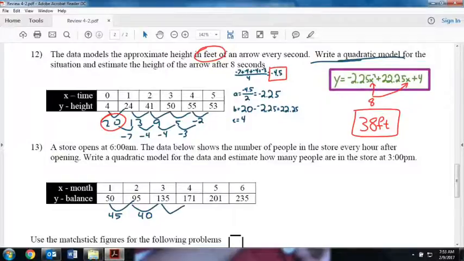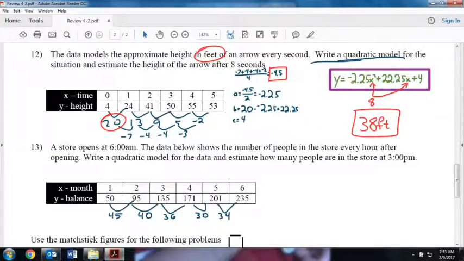171 minus 135, I don't feel like doing that in my head. Minus 135, I think that's what, 34? 36. I went the wrong way. 36. 201 minus 171, that's what, 30? Yep, that's 30. And 235 minus 201, that's 34.